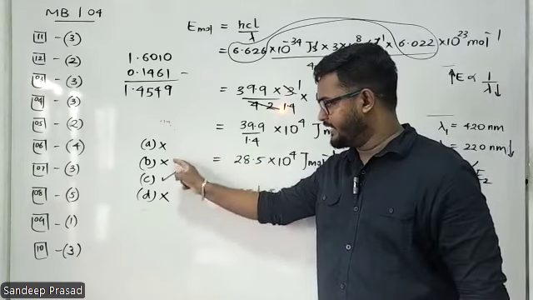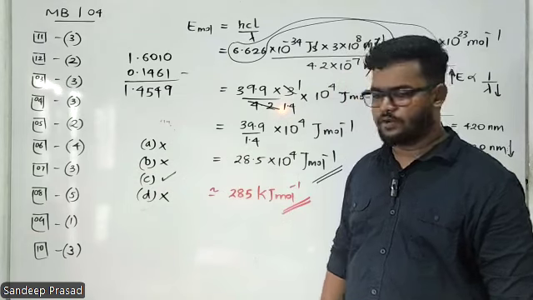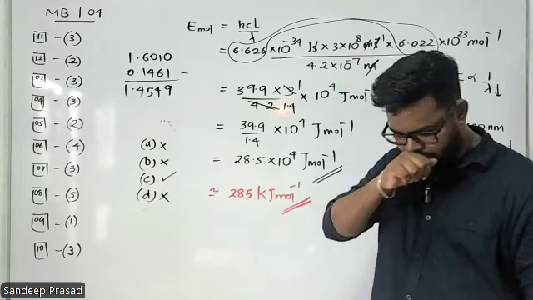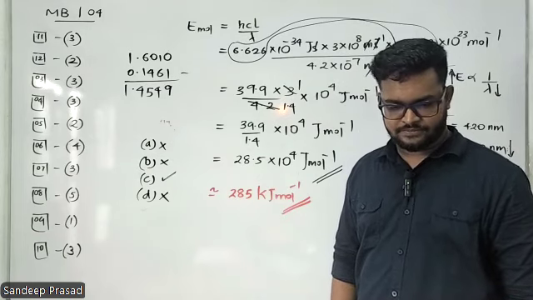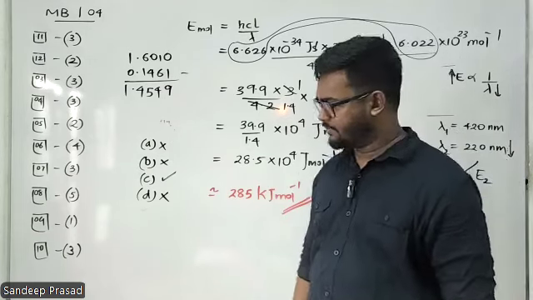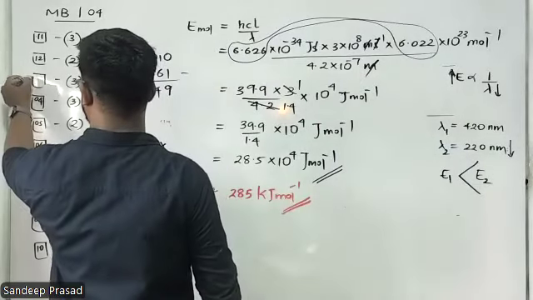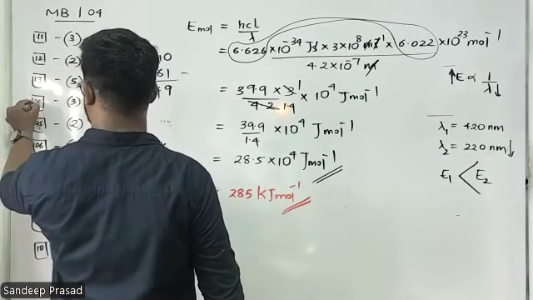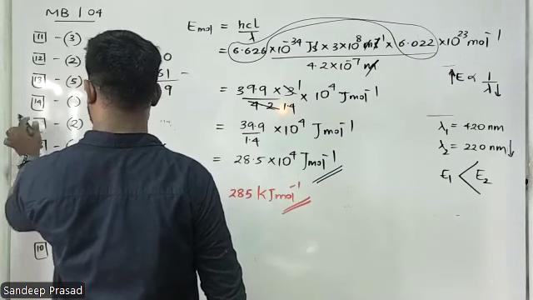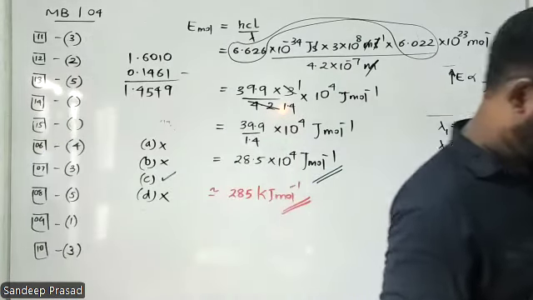Students, A, B, D, all of them are wrong. Only C is correct. What is the option that we have to choose? Number 5. Question number 13, answer should be number 5. Do the calculation quickly. We have only 2 more questions.